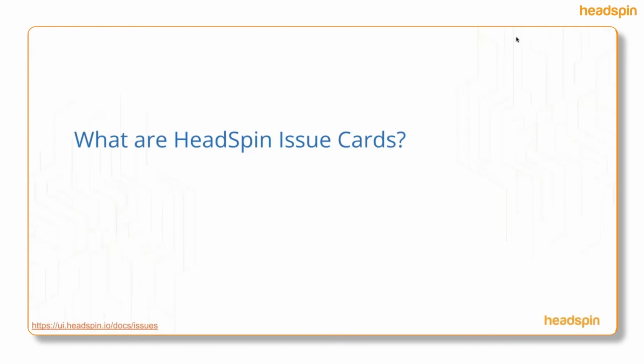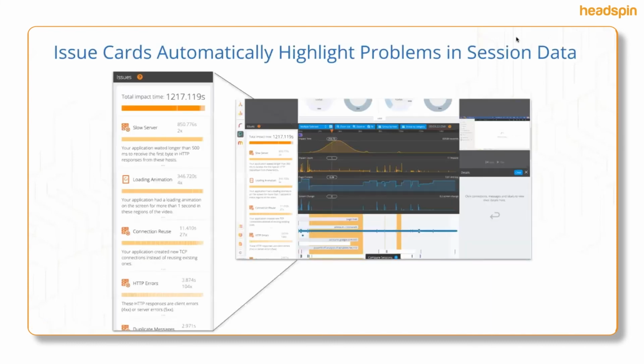Okay, so at this point, I'll talk a little bit more about HeadSpin issue cards and what those are and what they mean. You've noticed in the UI on the left-hand side, there's this panel that shows the impact time as well as all of the issue cards that we surfaced for that session. And so issue cards are basically going to automatically highlight problems in the session data, and they're going to measure what we call impact time.